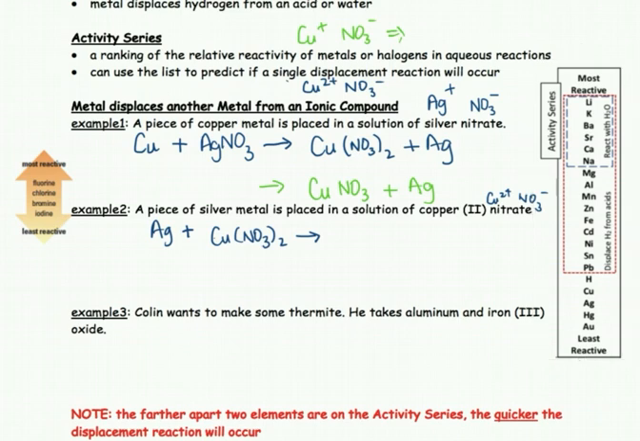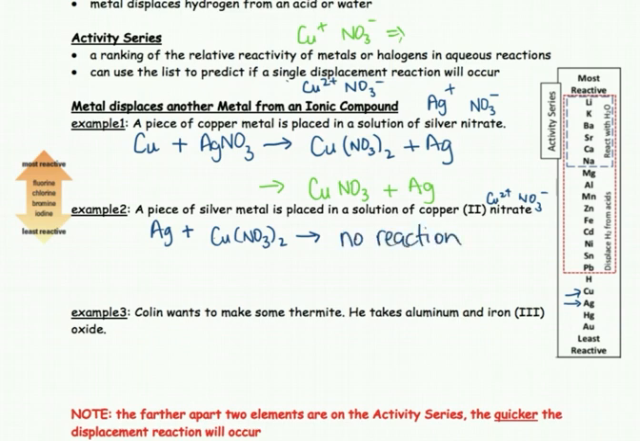Okay, so here's copper, here's silver. In this case, silver is the one that wants to come in and displace the copper. Since silver is lower, it is less reactive and therefore cannot come in and displace the copper. So in this case, if you see that it's lower, then you would write no reaction.